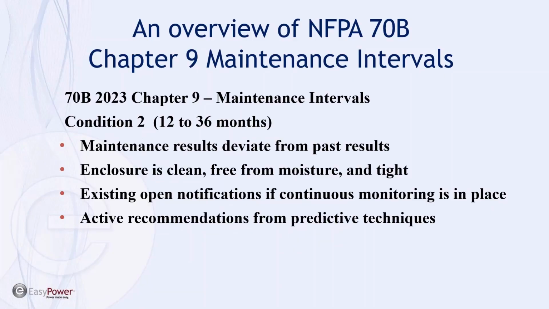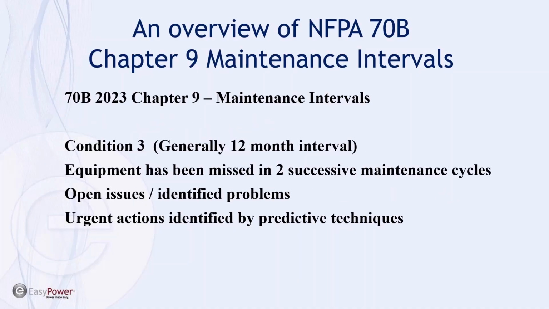A shorter cycle comes to us with condition 2, and again, the question there is, did we have maintenance results that didn't quite stack up to what was done in the past? Again, our cleanliness issues and what kind of environment we have related to cleanliness. Do we have open issues from any type of monitoring in place? And do we have active recommendations from past predictive maintenance techniques and such? And again, that will move it into a tighter approach of tests and inspections.